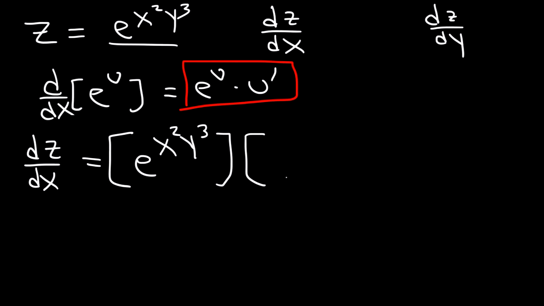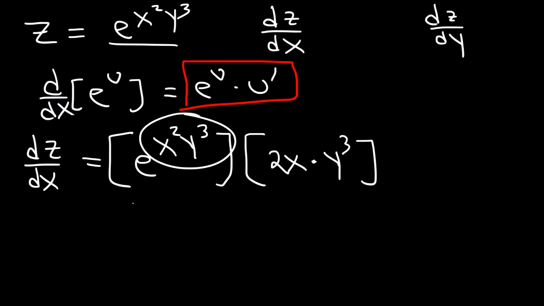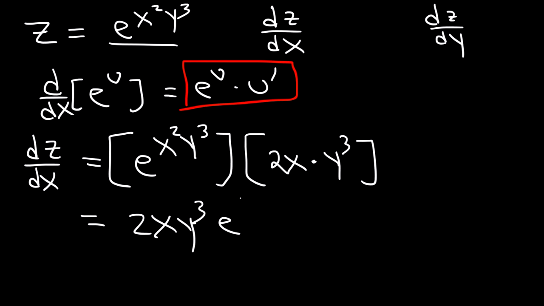Now we want to find the partial derivative. That means we want to treat y as a constant. So we're going to differentiate x squared, which is 2x, and rewrite y cubed. And that will be it. We don't have to use a product rule here. We're just only differentiating the x variable. And so that's it. It's going to be 2x y cubed times e raised to the x squared y cubed.